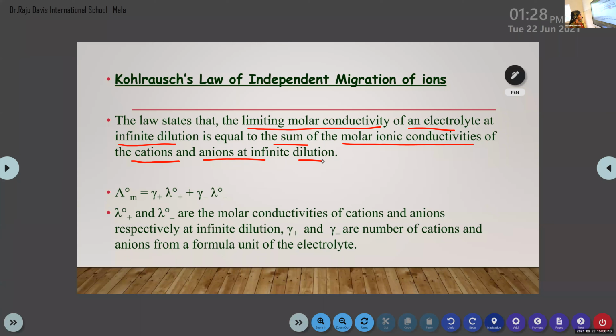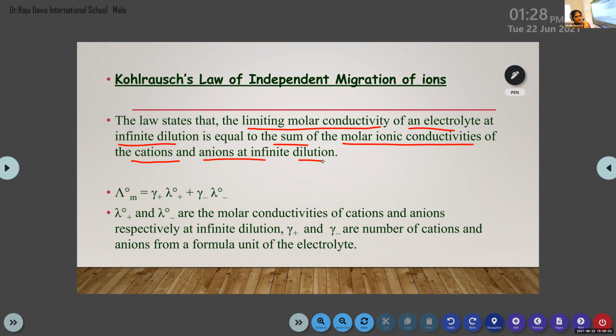According to this law, it was introduced by Kohlrausch. That's the name of the scientist, that's why it is known as Kohlrausch's law. It's also known as Kohlrausch's law of independent migration of ions. The law states that the limiting molar conductivity of an electrolyte at infinite dilution, that means at zero concentration, is equal to the sum of the molar ionic conductivities of cations and anions at infinite dilution.